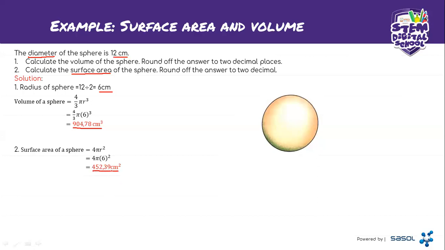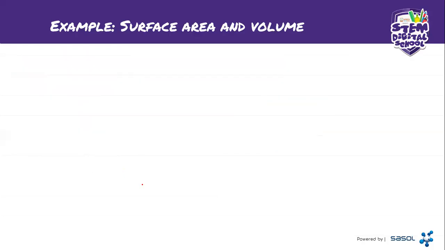Now our answer is 452.39 centimeters squared, right? And then let me emphasize the point. Please write down the units. It's very important. In this case, we are calculating the surface area. Hence, our final answer is in terms of centimeter squared, to show that we are calculating the area. So that's how you should calculate the volume and the surface area of a sphere, right? Now let's proceed. We're still under surface area and the volume, and let's see what we are going to get.